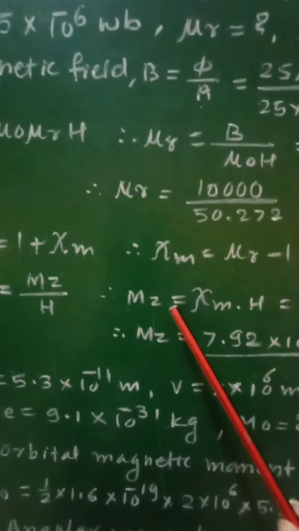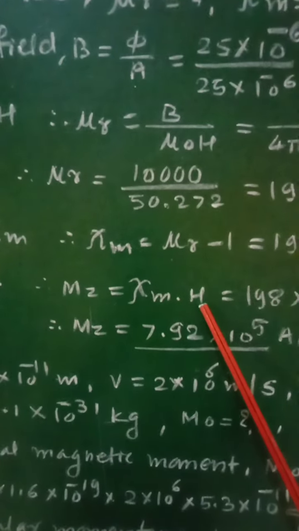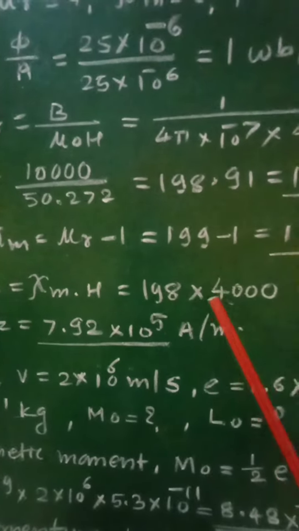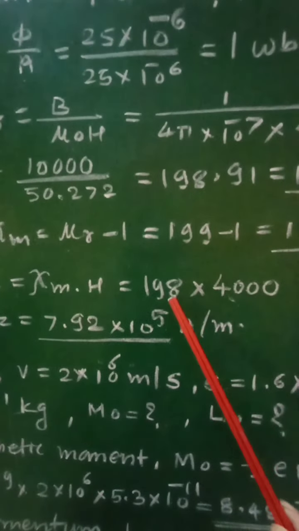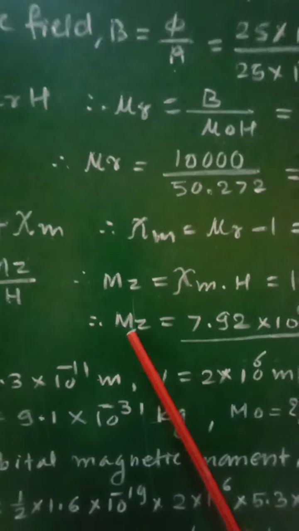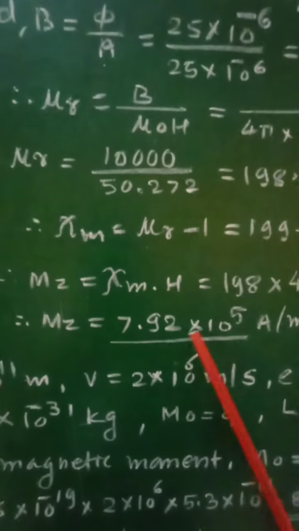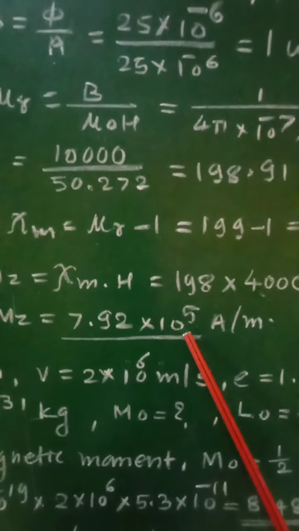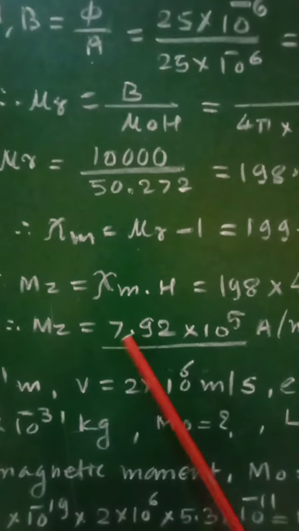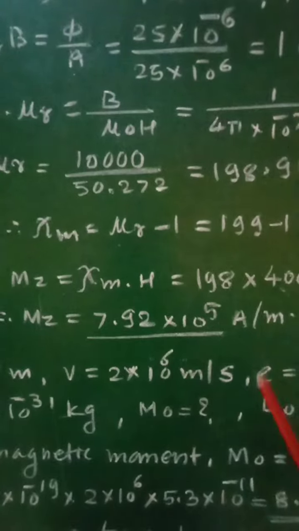Then C, as susceptibility Cm is equal to magnetization upon magnetizing field, that is Mz upon H. Therefore magnetization Mz equal to Cm into H. Putting the values, we will get 198 into 4000, and therefore magnetization Mz equal to 7.92 into 10 raised to 5 ampere per meter. So magnetization is 7.92 into 10 raised to 5 ampere per meter.